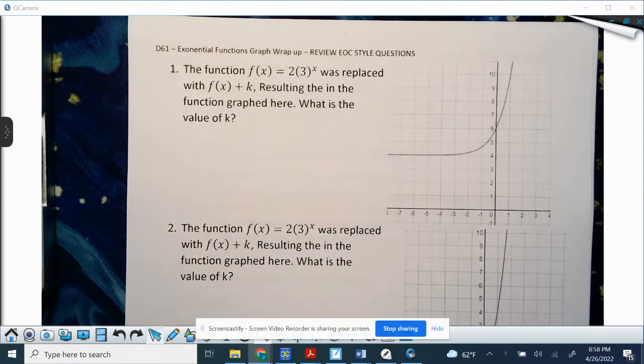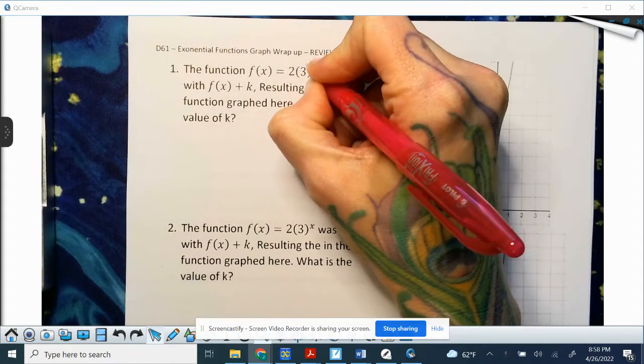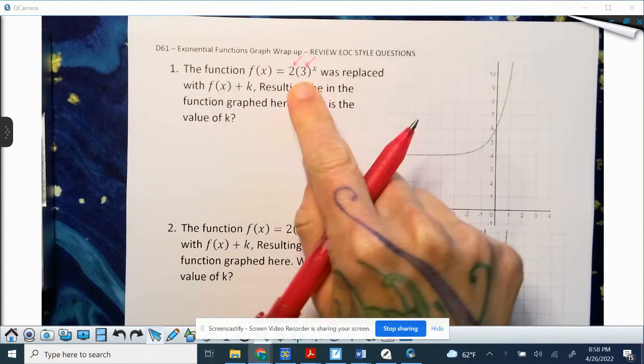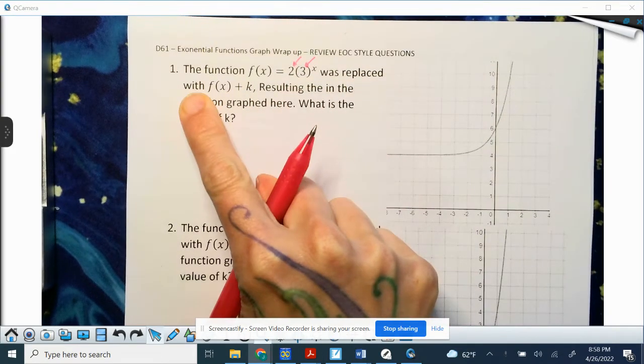So the function f of x equals 2 times 3 raised to the x, that exponential function, means it is tripling and our a value is 2. So we started with 2 of something and then it is going to triple. And it was replaced with f of x plus k.